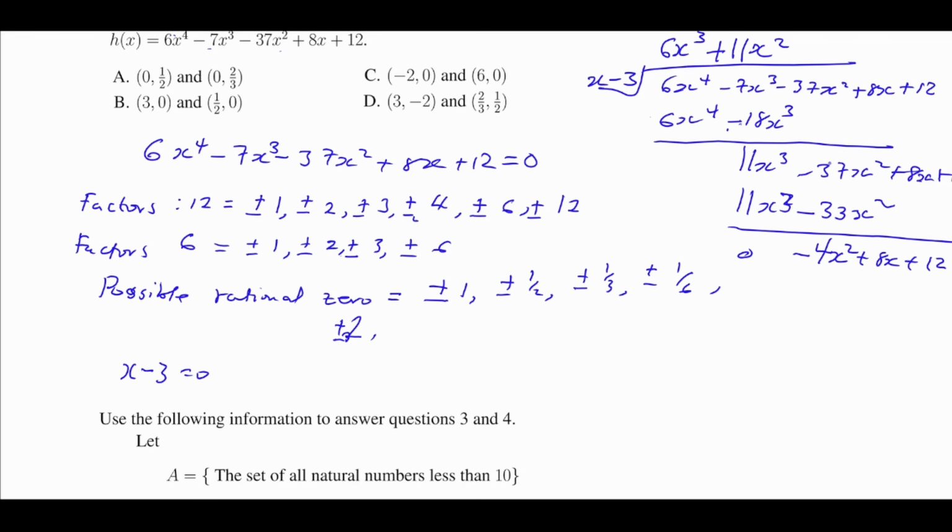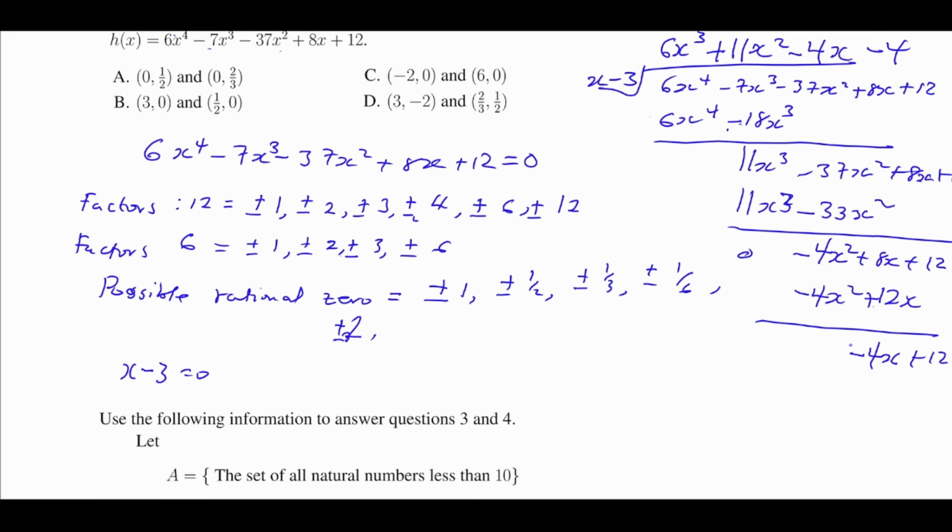Now if I divide again, I have negative 4x. Then when I have negative 4x squared plus 12x, and then when I do the math, I have 0. Then negative negative, that will give me positive. So I have positive 12, negative 12. Negative 12 plus 8, that will give me negative 4x plus 12. Then when I divide that by x, I have negative 4.